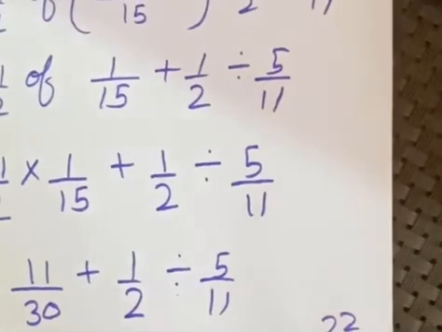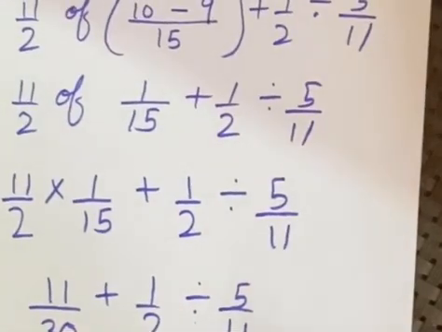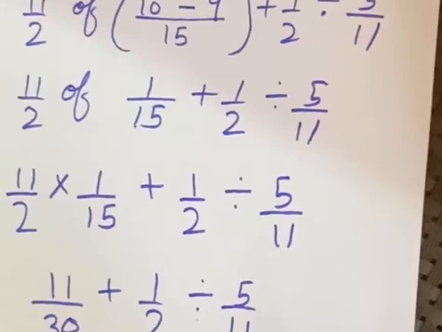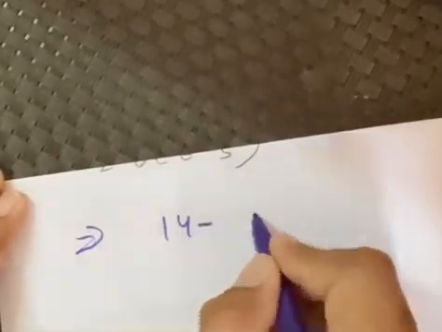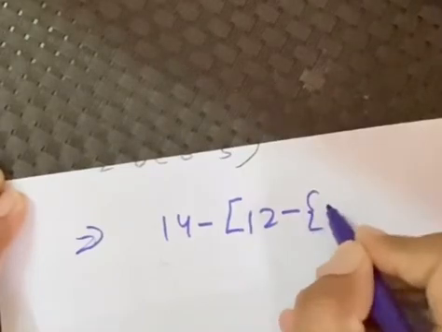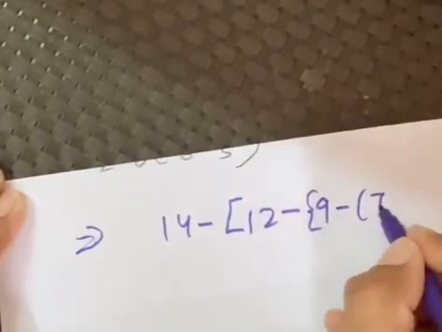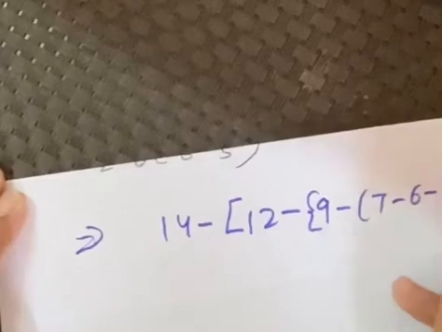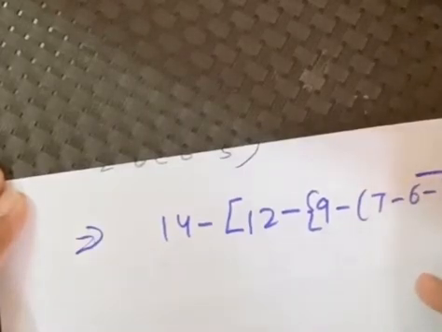Okay, I hope this method is clear to you, how we can do the simplification, how we are going to remove the bar, how we are going to remove the brackets and all. Let us do one more example of bar. Our expression says 14 minus, in square bracket we are having 9, 6 minus 2, that is over bar.